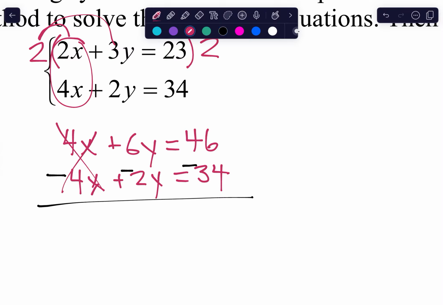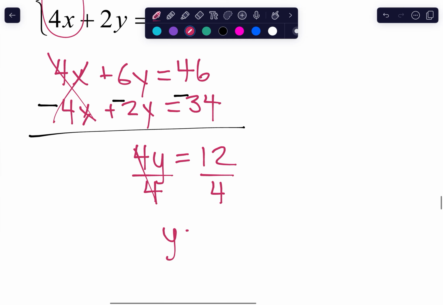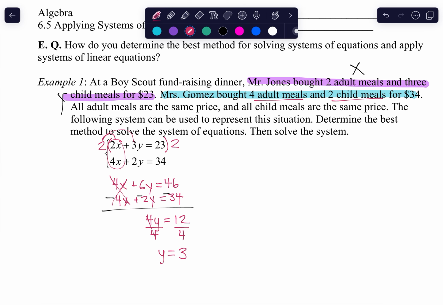So my 4x's cancel. 6y minus 2y is 4y. And then when we subtract 46 minus 34, we get 12. And then we need to divide both sides by 4, and we get y is equal to 3. Okay, so we determined the best method, and now we're solving.